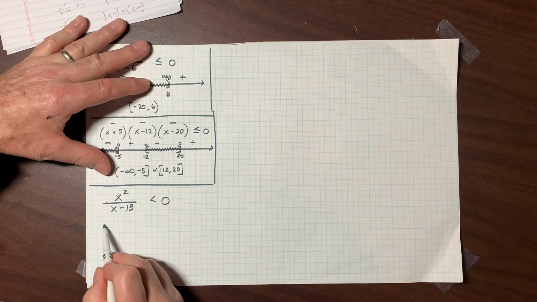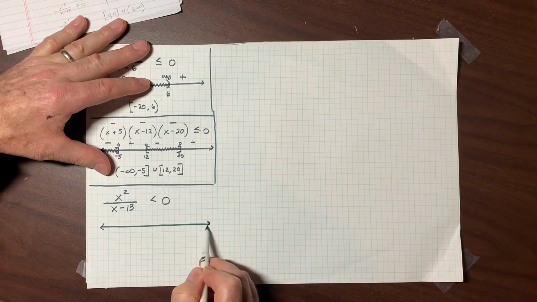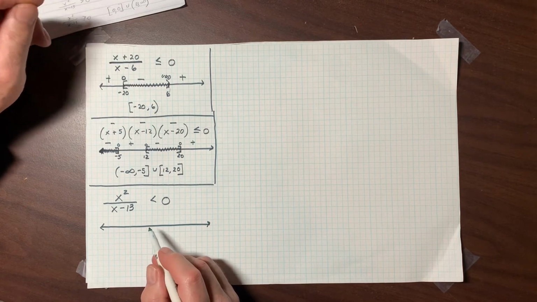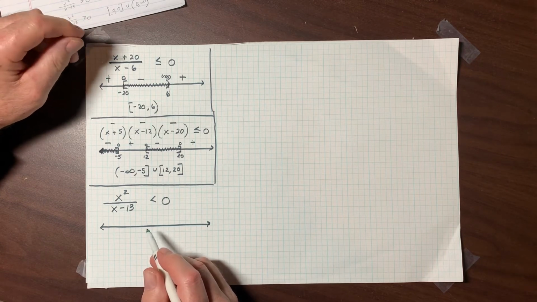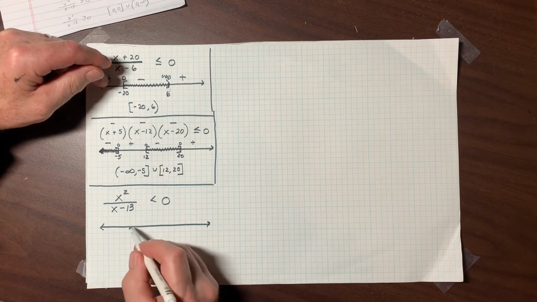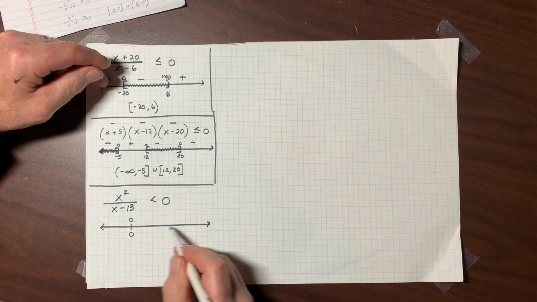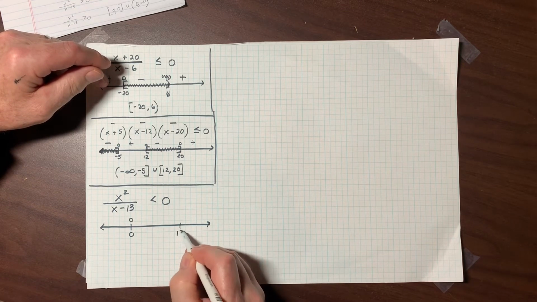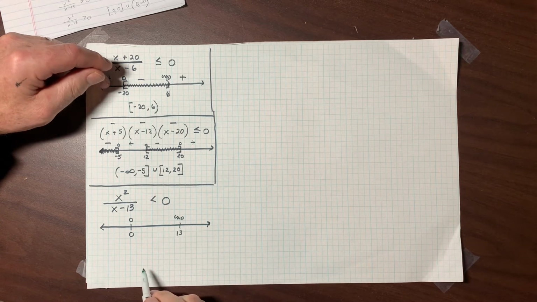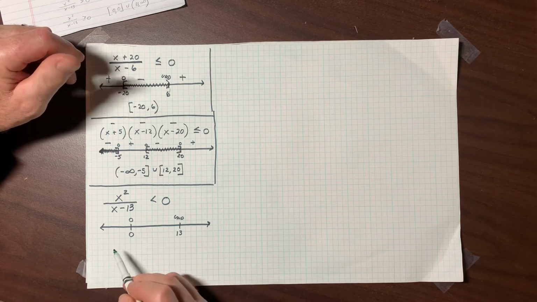So let's make our sign line. And on my sign line, I'm going to put my critical values, which would be the values that would cause the expression to equal 0 and or be undefined. So this expression would equal 0 if I put in a 0. This expression would be undefined if I put 13 in for x. Now I'm just going to do what I've always done, but I'm going to go interval by interval as I pick a number, all right?